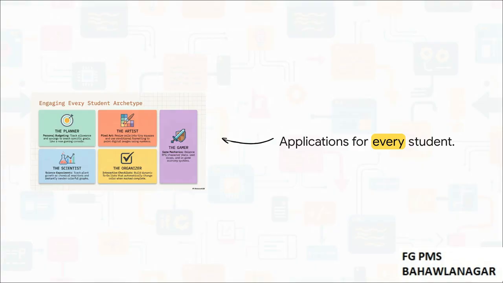Let's break that down a bit, because this is where the classroom application truly shines. For your planners, they can track their allowances to reach personal goals. Your scientists, they can track plant growth and instantly render these amazing colorful graphs.